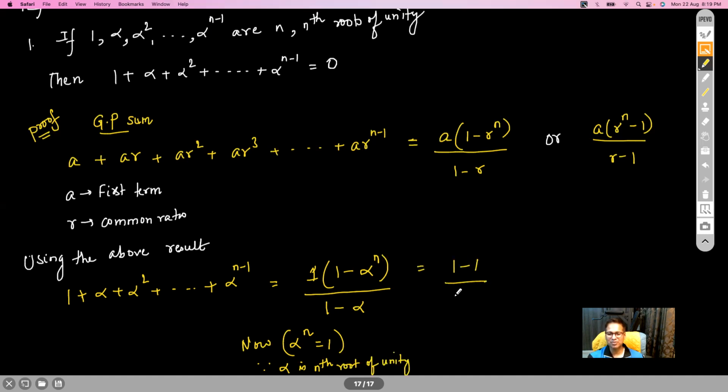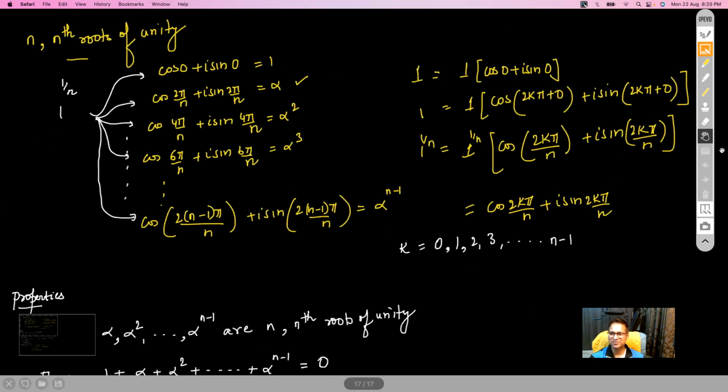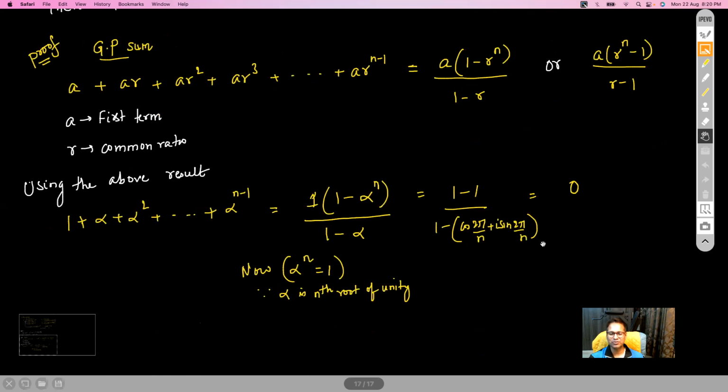And by the way, 1 minus alpha is a non-zero term, where alpha is 2 pi by n, and the numerator will become 0. Alpha is not 1, by the way. If alpha is 1, then it would be already written over here. 1 is also a root, not denying it, but alpha and 1 are different. They're not the same. This is my alpha, the one which I put a tick mark on. 1 is a separate root. So this is how we end up getting the value of 0.